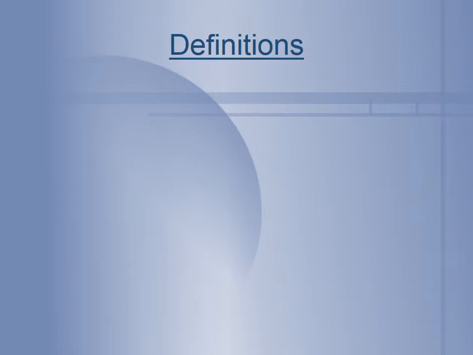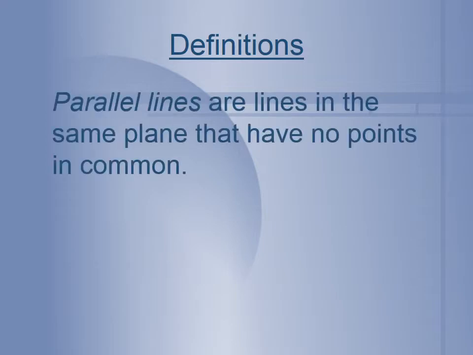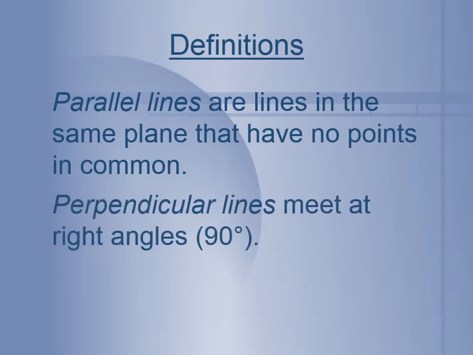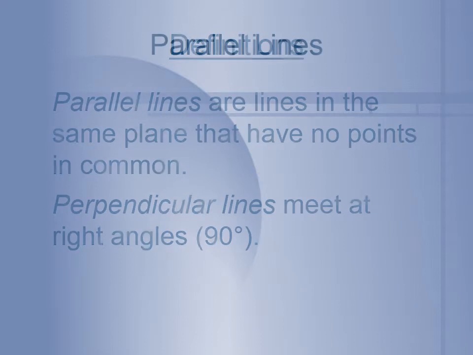All right, let's look over some definitions. The definition of parallel lines: those are lines that are in the same plane, but those lines have no points in common. They never intersect. And the definition for perpendicular lines: those are lines that meet at right angles. And remember, right angles are 90 degrees in measurement.